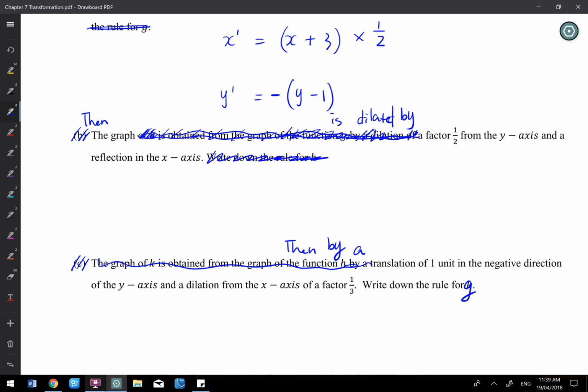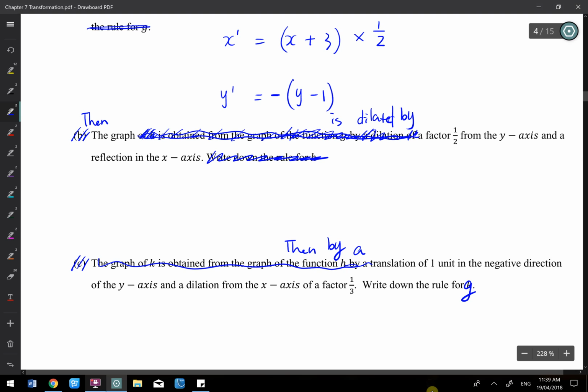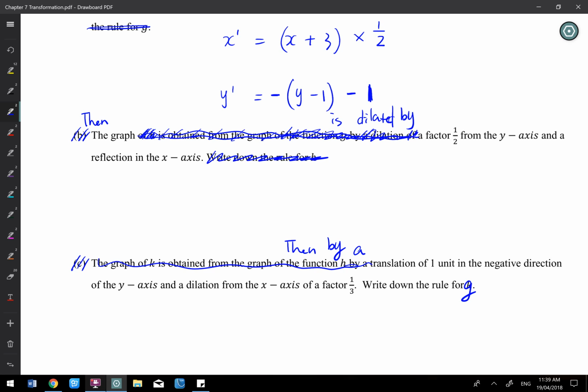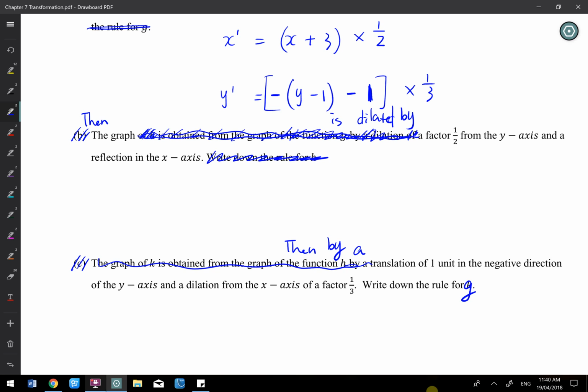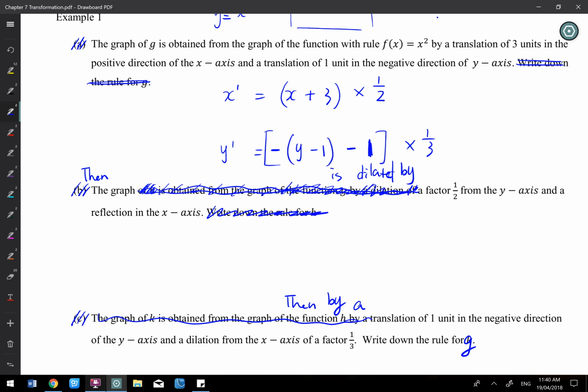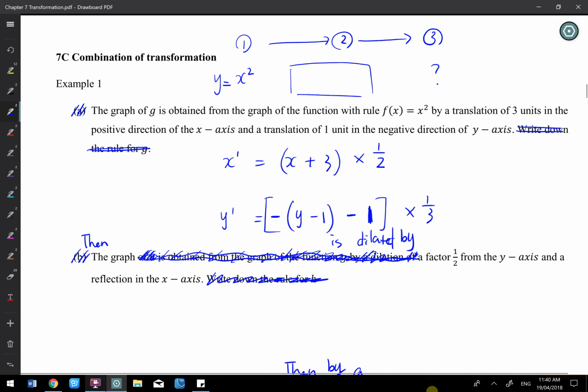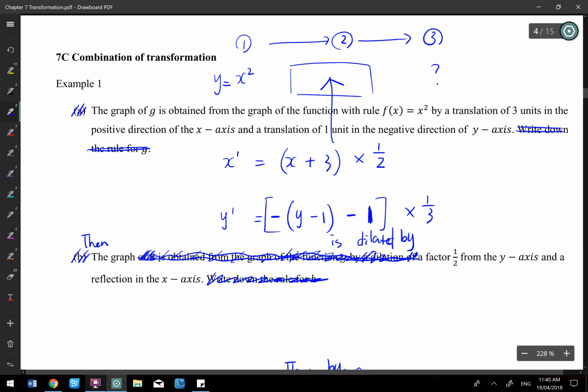Then the next thing is, by a translation of 1 unit in the negative direction of the y-axis, we further minus 1 here. Can you see it's still the same as your calculation order? Minus 1 times negative 1 and then minus 1. And we have a dilation from the x-axis by a factor of a third, changing y value. So this whole thing needs to be times by a third. Everything previously will be times by a third. So that's the two equations we should have for that box.